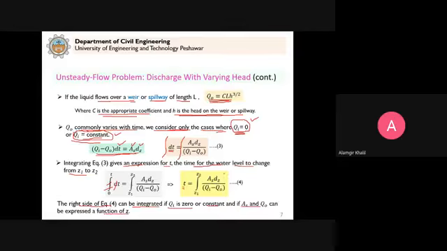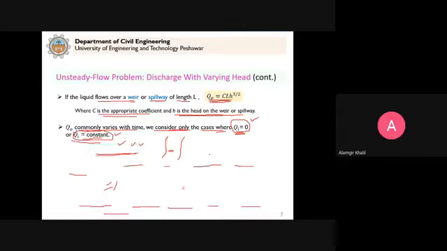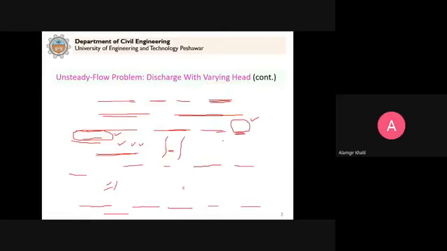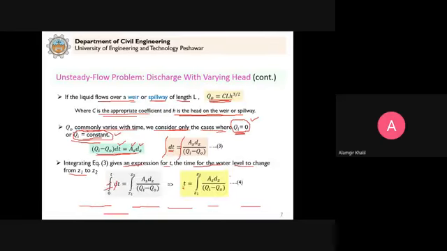So we can evaluate this integral to calculate how much time it will take. What we are essentially saying is, let's say this is level 1, and this level here is Z1. And now we are interested in when the water level reaches here, let's say Z2. How much time will it take for the water level to change from Z1 to Z2? This we can calculate by evaluating this integral here.